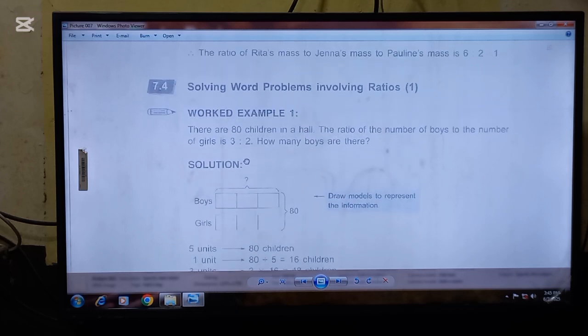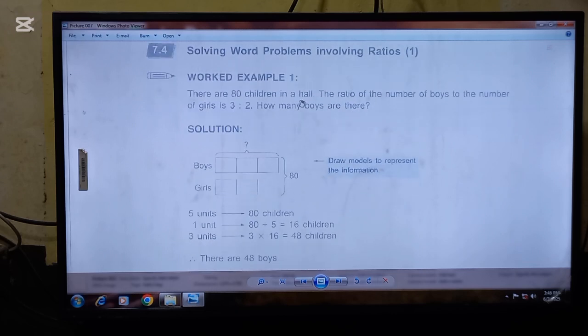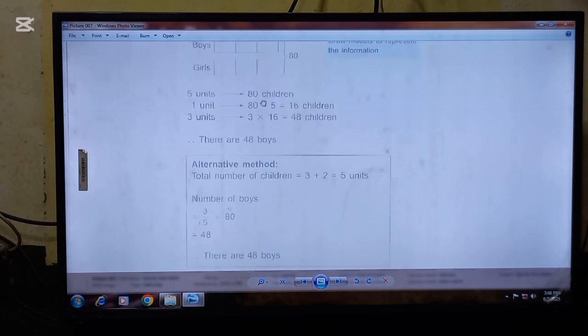Suppose girls are required: then 2 will be placed in the numerator, and the sum of the ratios in the denominator, multiplied by the total. So this is the simple method. Girls is equal to 2/5 multiplied by 80. So this is the second method.